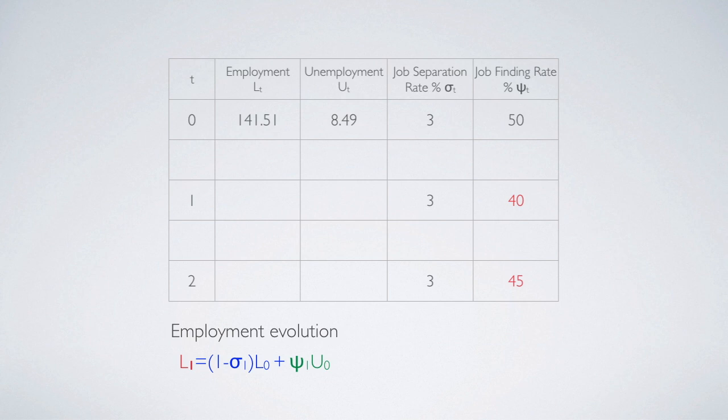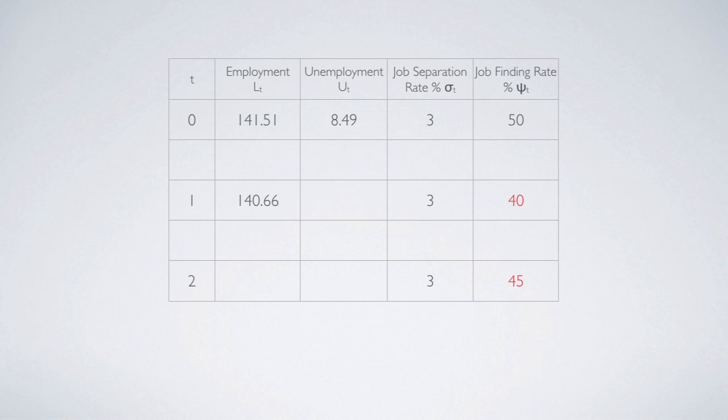So if in period 1 the job finding rate dropped to 40%, then for the employment part, 1 minus 3% times 141.51 will stay put to be employed. However, because the job finding rate becomes lower, only 40% of the unemployed people will be able to switch status to become employed. When we sum them together, we get the new employment number to be 140.66 million workers employed on day one.